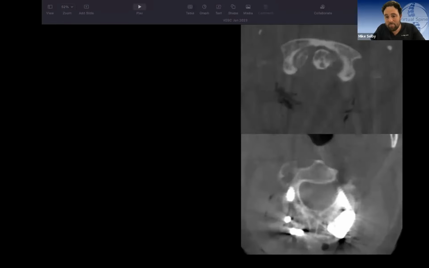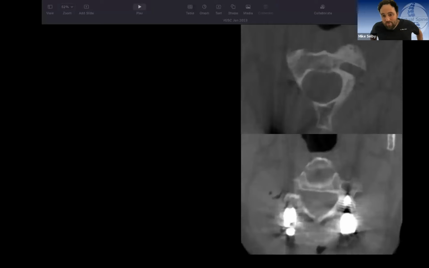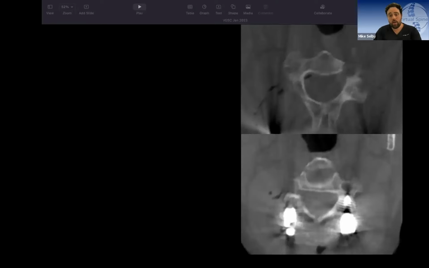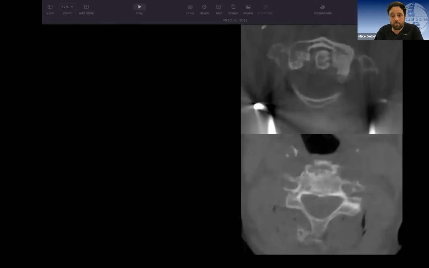And Ali's talked about this, and I'm glad he's here because he likes doing C1-2 without navigation, despite enjoying navigation, is what I've heard him say previously. He does it with fluoro and palpation, whereas I always felt the opposite, in that I did a lot of freehand screws, and I find this situation very, very difficult with the sclerotic bone and ectatic VA. And so this was an O-arm case, and it ended up with a good result.